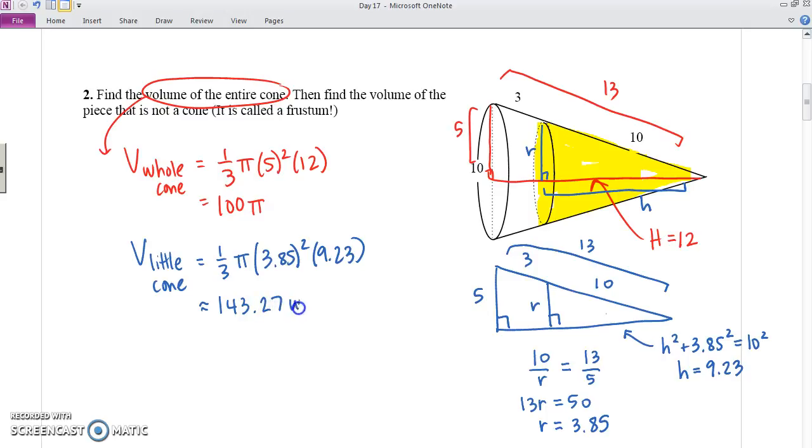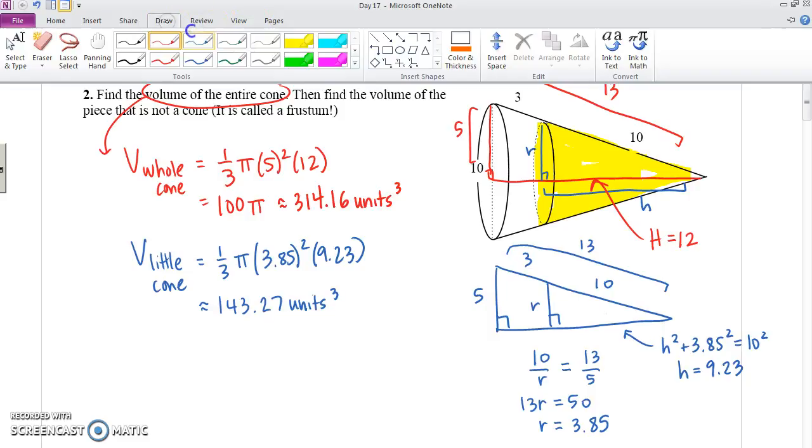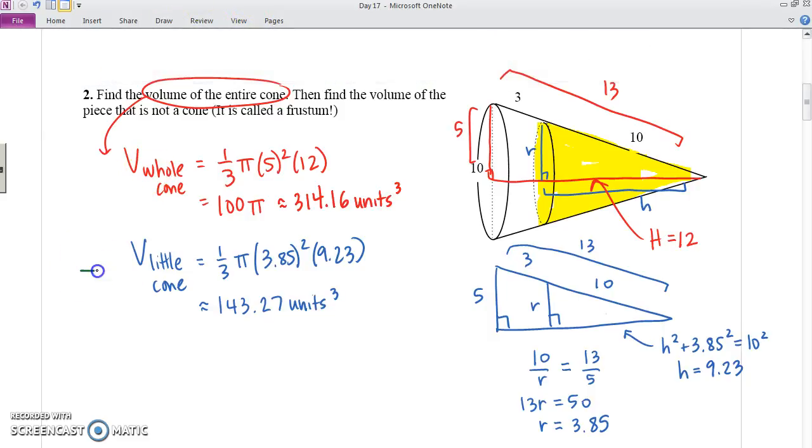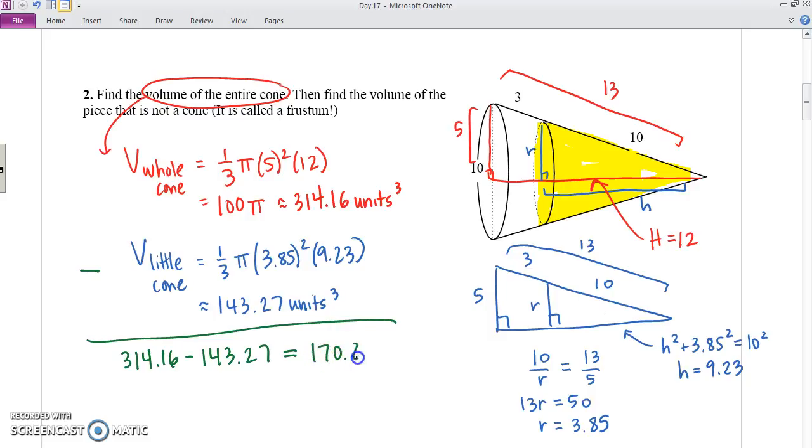173.27 units cubed. So I'm going to go up here and write out what 100 pi would be. That's 314.16 units cubed. So the first amount is the minus little cone. So 314.16 minus 143.27 units cubed. About 170.89 units cubed.